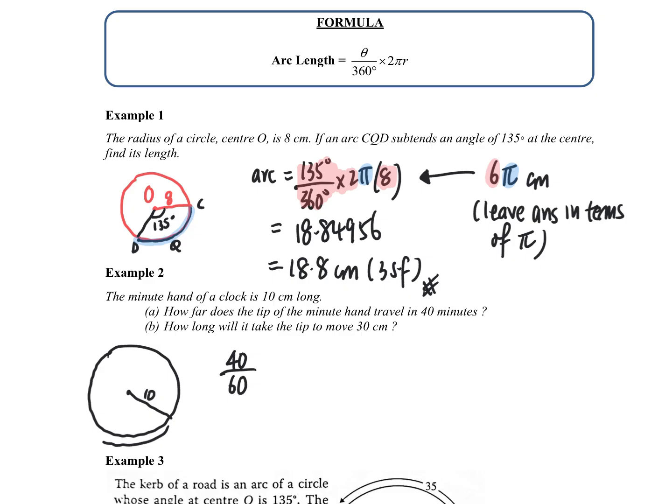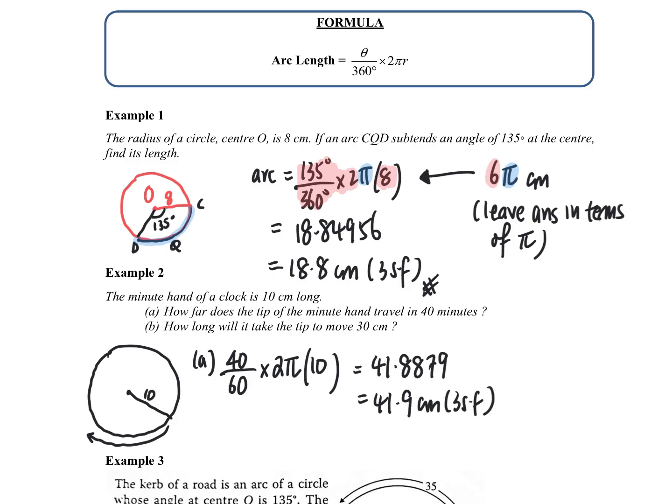Okay, how far has it moved? I'm trying to find circumference. So 2 pi r. So again, the answer is 41.9 cm, 3SF. Okay, if it's in terms of pi, it's 40 out of 3 pi.